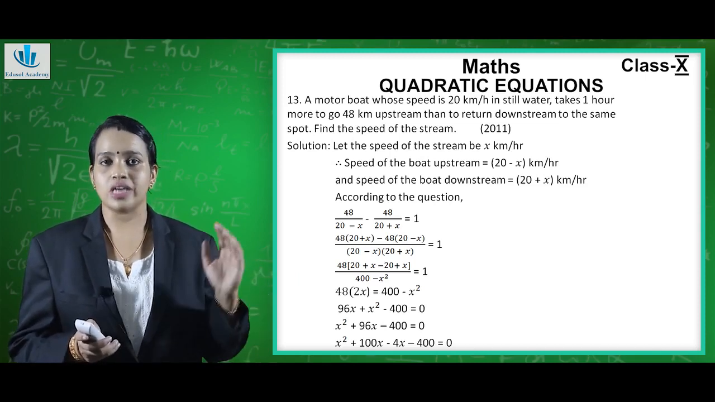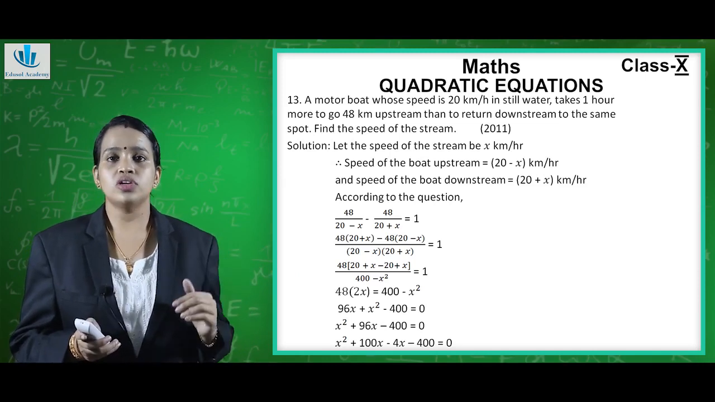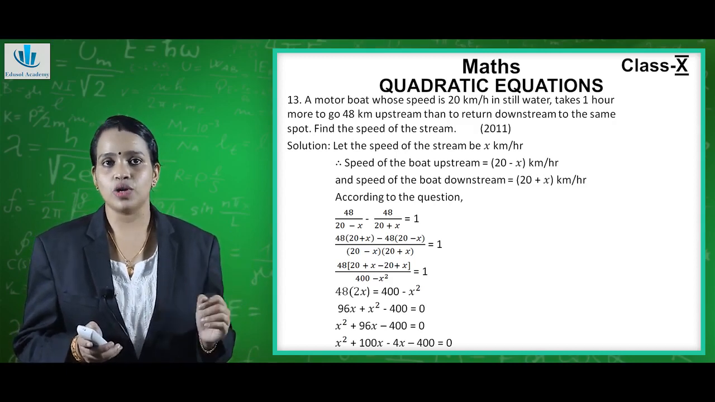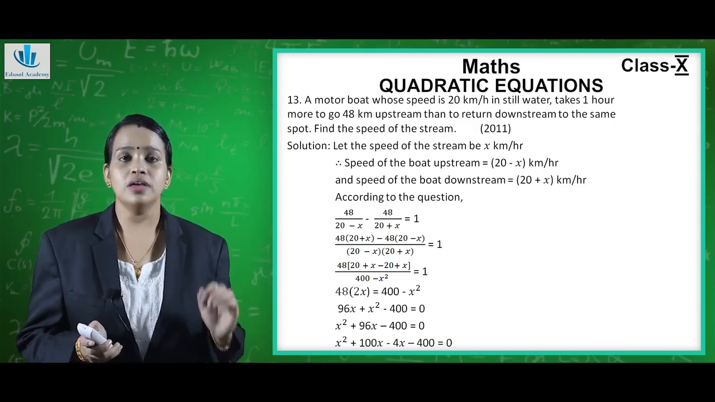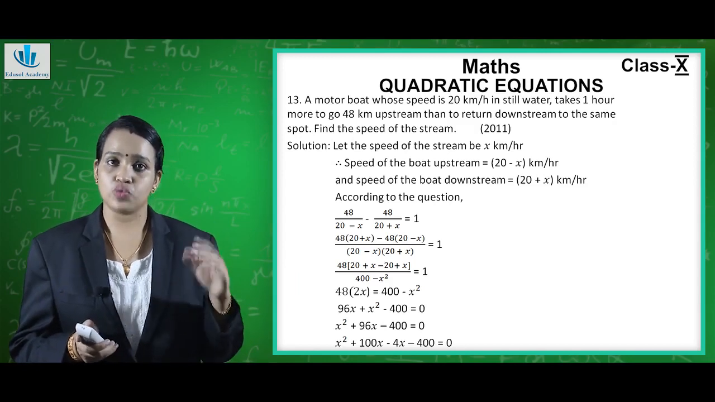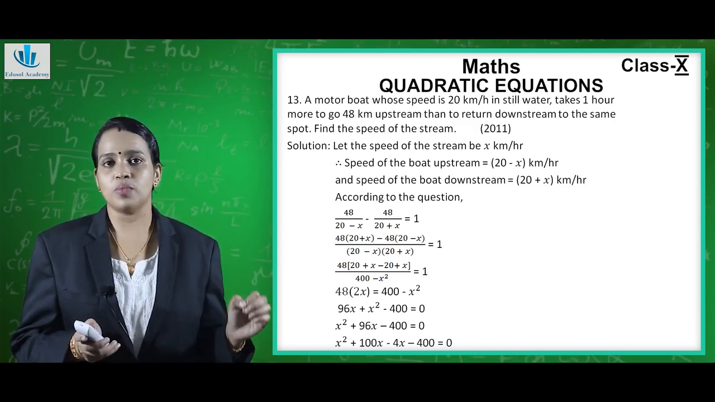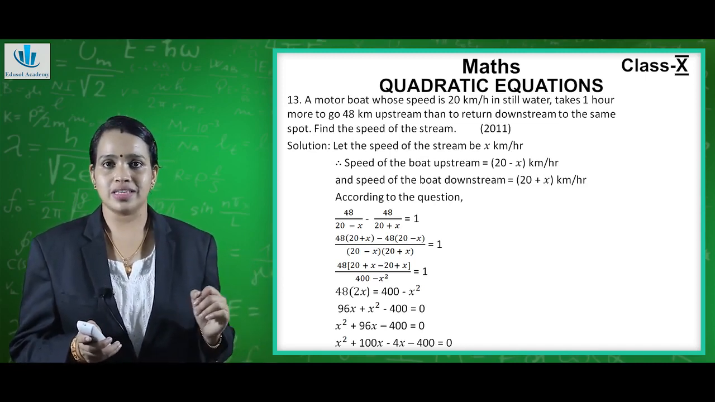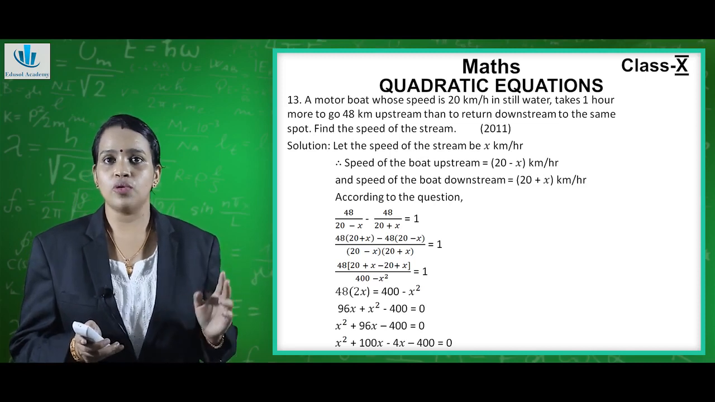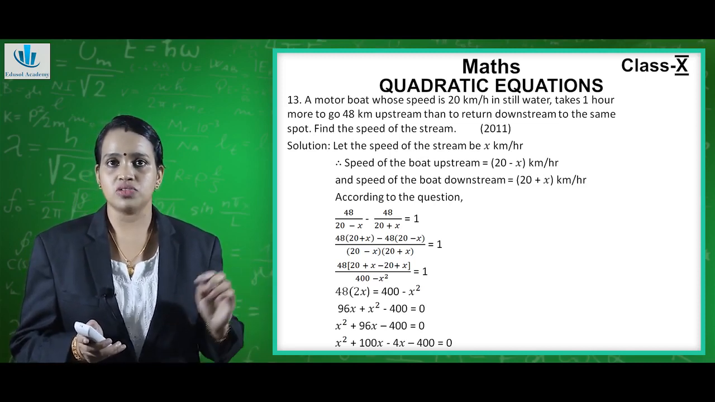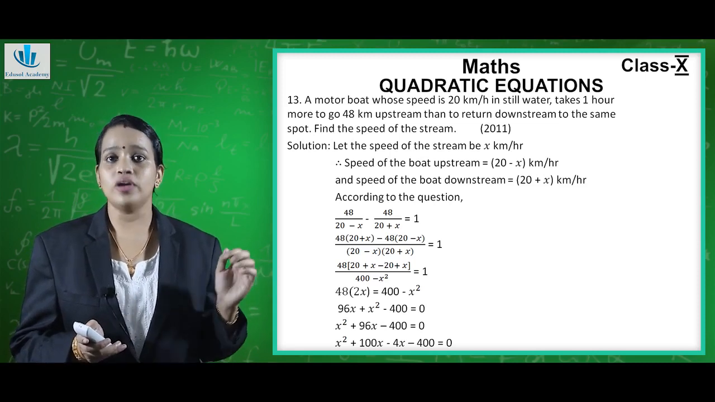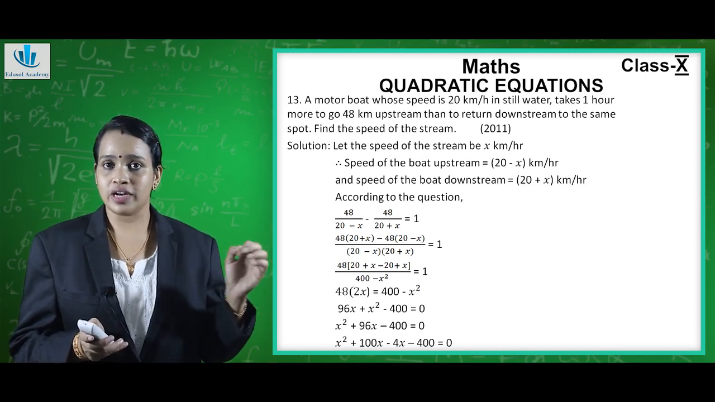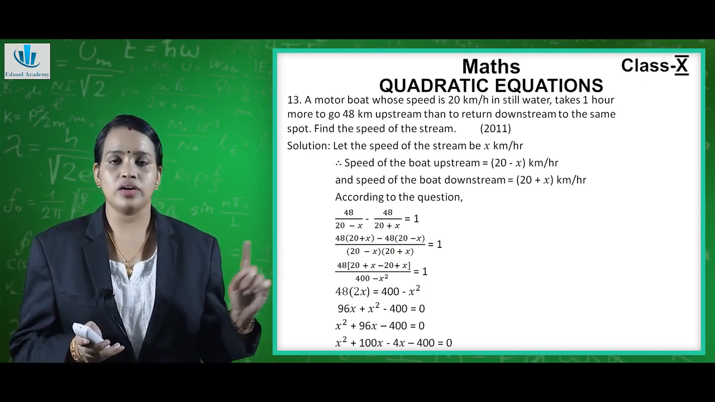Now when the boat goes upstream, it is taking more time. So we can say 20 minus x. So therefore the speed of the boat upstream is equal to 20 minus x km/h. Similarly when it goes downstream, it becomes 20 plus x. So we can take the speed of the boat downstream as 20 plus x km/h. Now in the question it is said that it is taking 1 hour more to go 48 km upstream than downstream. So we can say that 48 upon 20 minus x minus 48 upon 20 plus x equal to 1, that is 1 hour.